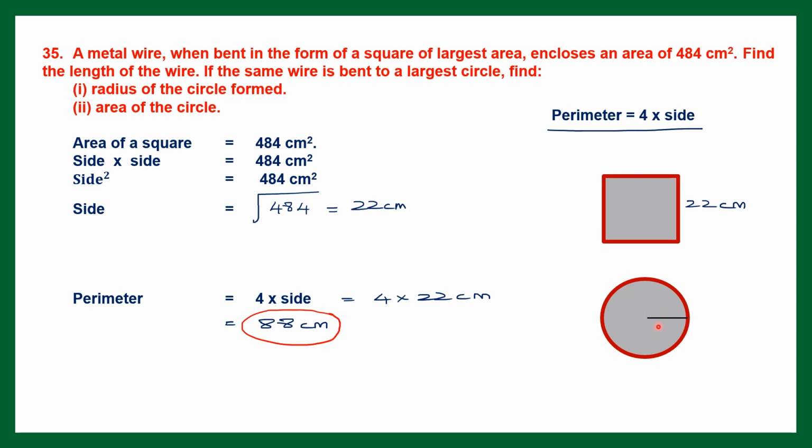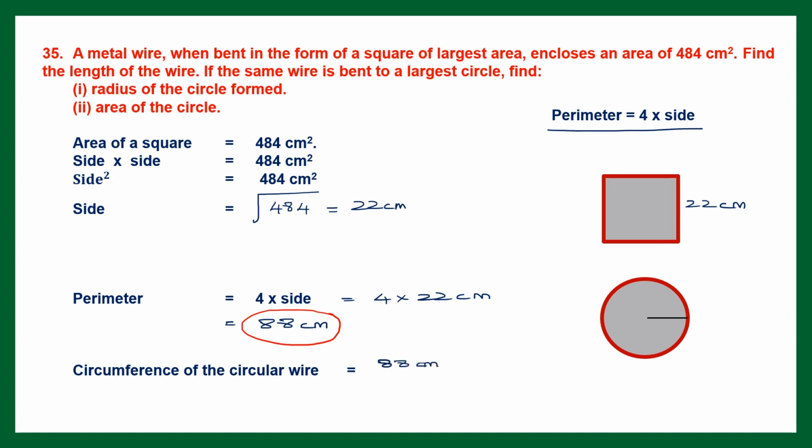To find the radius of the circle, we need to have some measurement, isn't it? Something about the circle. So if we have the circumference of the circle, the formula is 2 pi r. We can find out the radius. Now remember, the circumference of the circle is the same as the perimeter of the square, because we took that same wire and we formed a circle. So circumference is the same as perimeter, and we already found the perimeter. So perimeter is 88 centimeters. That means the circumference of the circle is also 88 centimeters. With the help of that, we can find the radius.